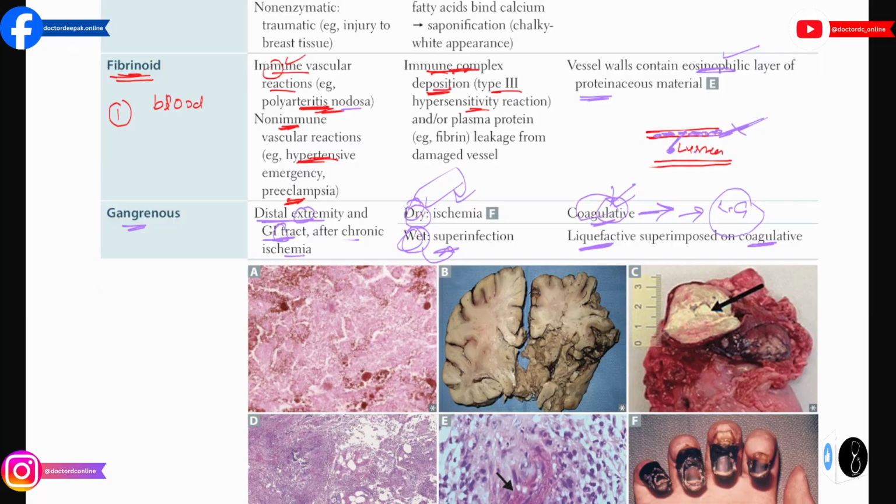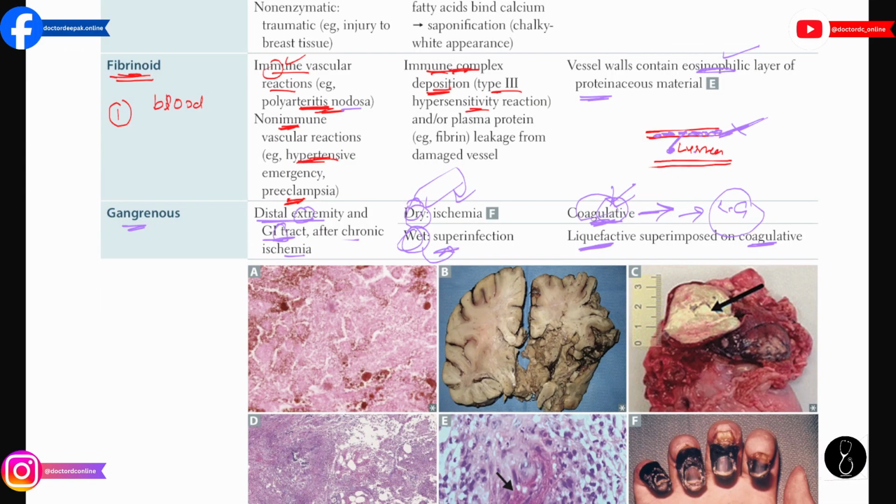So always try to keep in mind, first of all, if the death of the tissue occurs through coagulative necrosis, and after the death, if that dead tissue gets a superimposed infection, it is going to convert into liquefactive necrosis. So these are the examples of gangrenous necrosis.